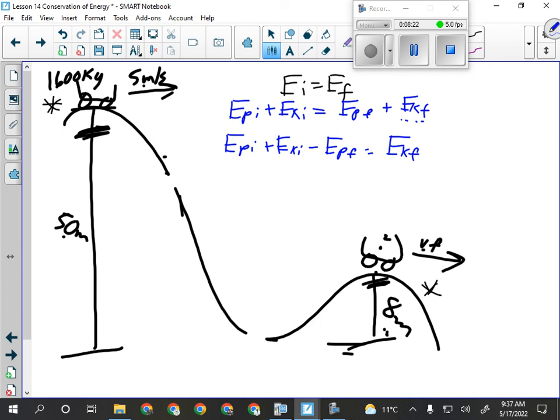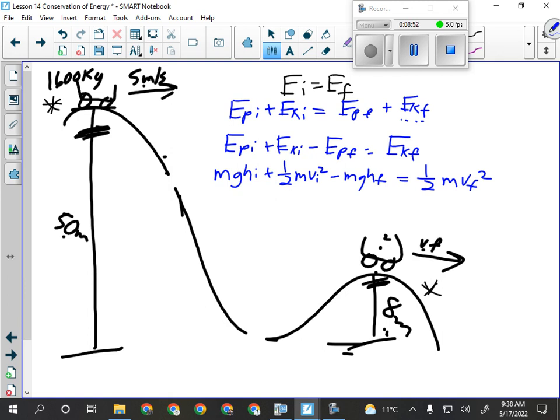Okay? All right, now I want to put in all my formulas. So I've got initial potential will be m times g times h initial. Initial kinetic will be 1/2 mv initial squared. Final potential will be m times g times h final. And final kinetic will be 1/2 mv final squared.